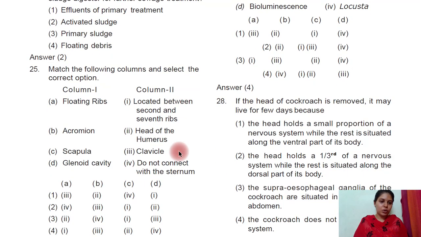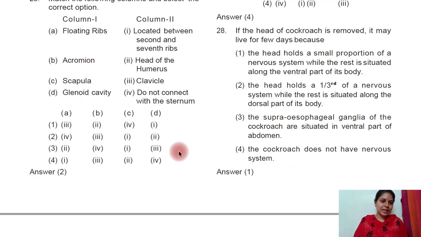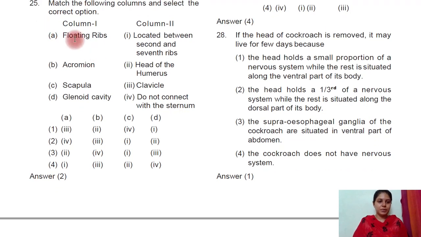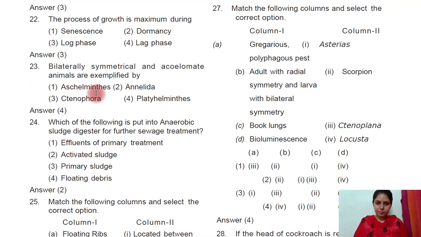Next, match the correct following columns and select the correct option. This is a very simple question. So floating ribs, we all know that they do not connect with the sternum. That's why when they are not connected with the sternum, we call them floating ribs. Next, acromion, they are the part of the clavicle bone. And scapular bone, located between the second and the seventh rib, is your scapula bone. And then you have the glenoid cavity, where the head of humerus sits, called the glenoid cavity. Next question.